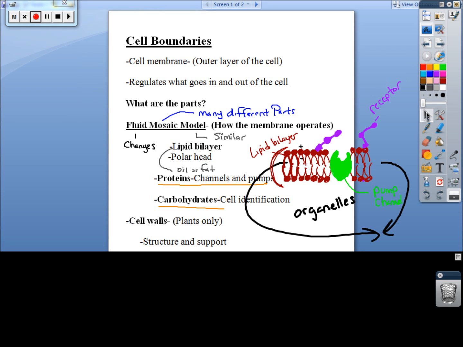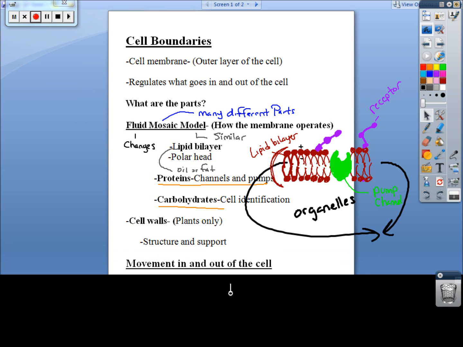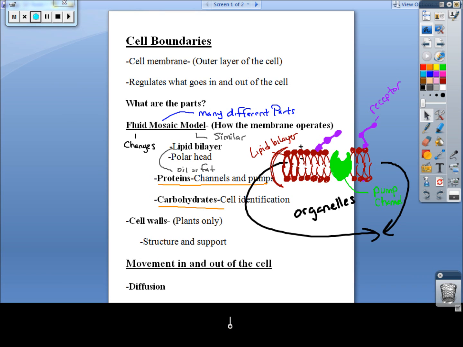So if we continue, like I said, this just controls movement in and out of the cell. And because this is positive and negative, we're going to learn more about that later. It allows some things in, but doesn't allow other things. Because if they're both positively charged or negatively charged, they're going to be repelling each other, and they're going to have a hard time getting in and out of the cell.